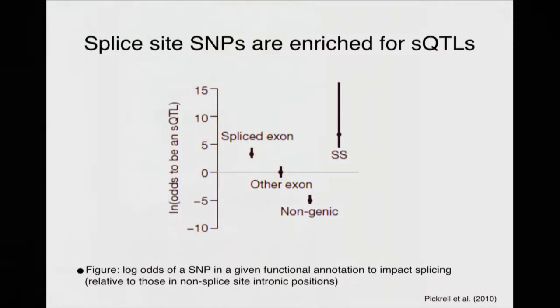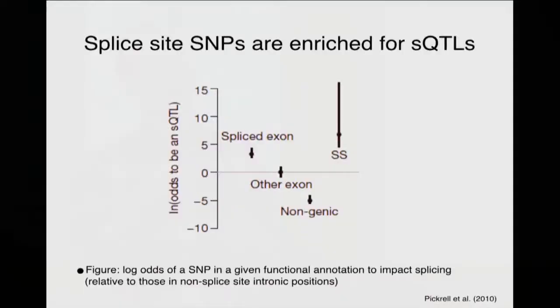So here is that annotation effect, and a 95% confidence interval for splice sites. This is a natural log, so it's e to the 5th. It's a lot. So SNPs that influence splicing are massively enriched among splice sites. And this is all relative to those in non-splice site intronic positions.